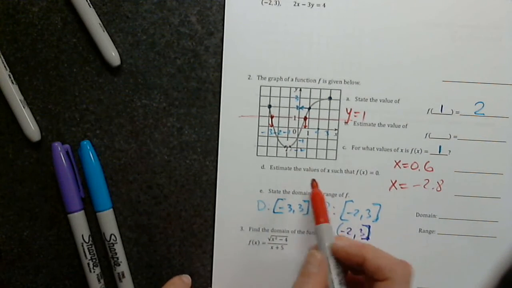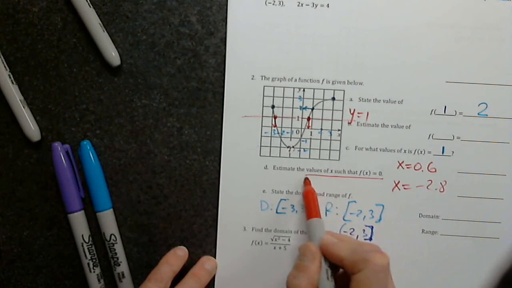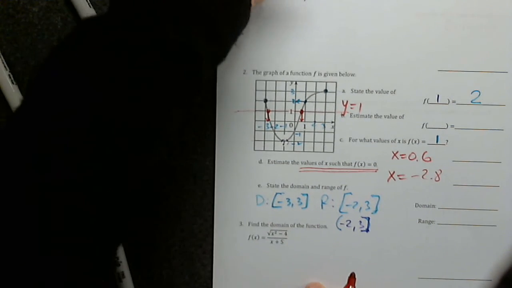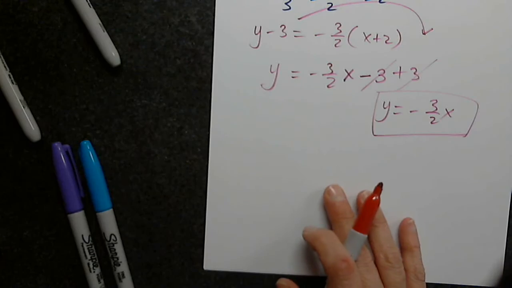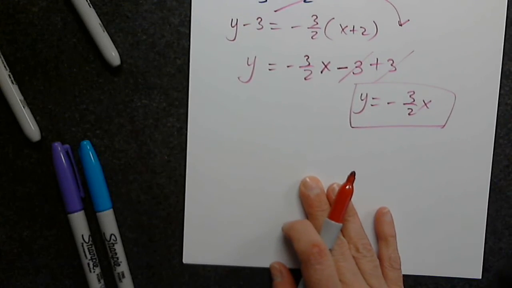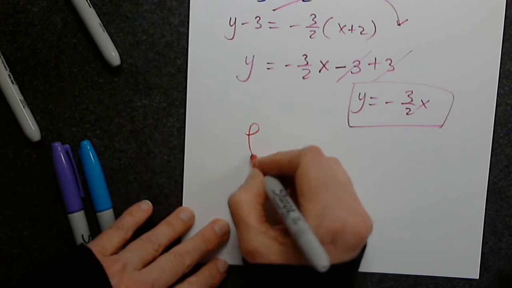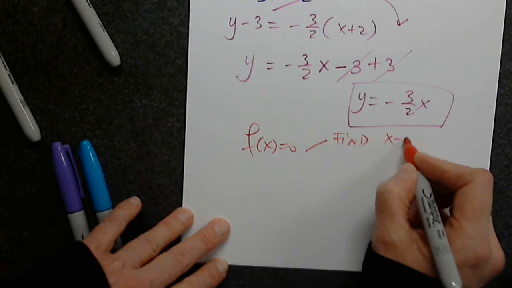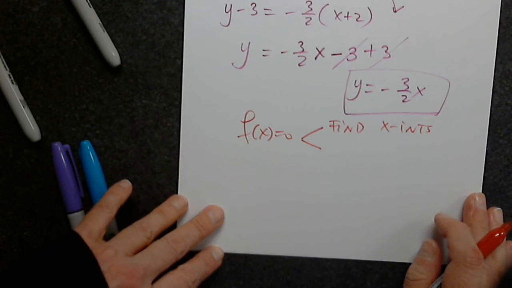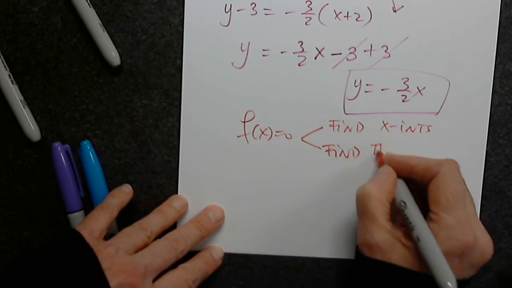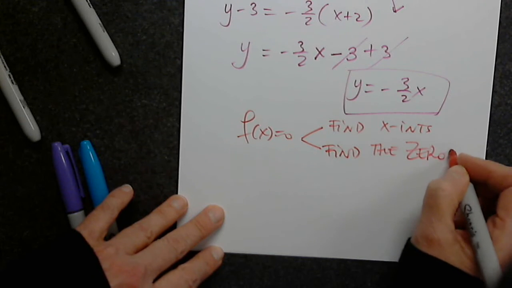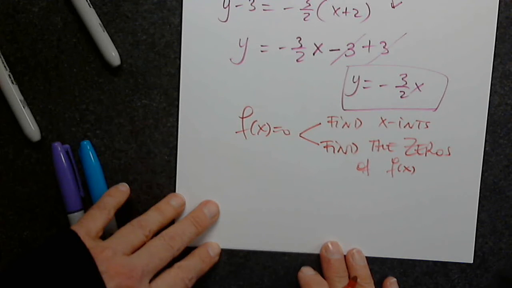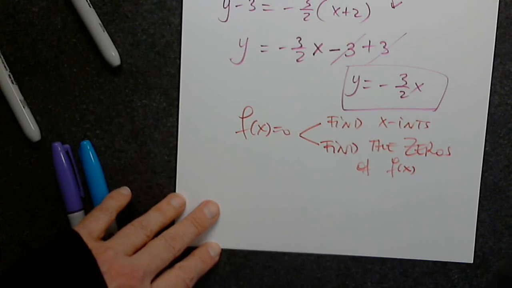We say the domain and range. Now, what does this mean? In other words, f of x equals 0 means find the x-intercepts. Also, the same thing is find the zeros of f of x. Or just simply the solutions of f of x equals 0, right?